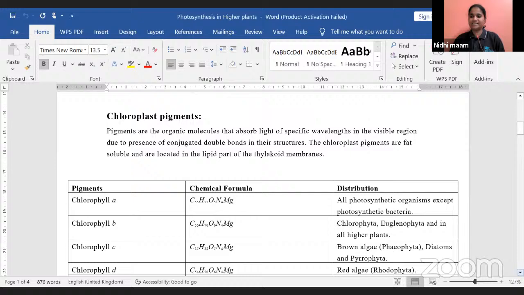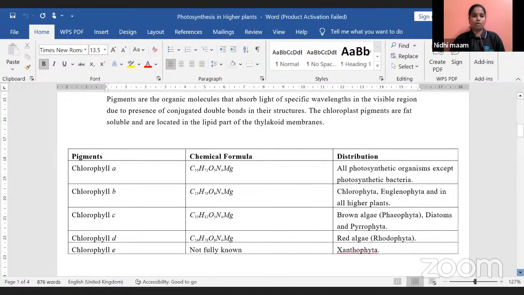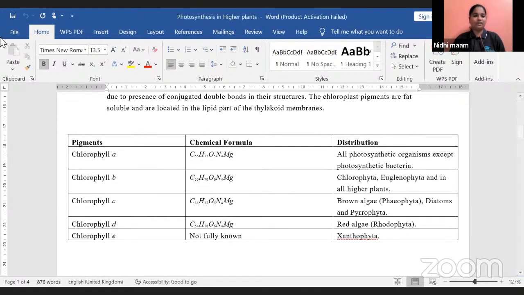So here you can see chlorophyll A, chlorophyll B, chlorophyll C, right? Chlorophyll D, chlorophyll E. These are the chemical formulas. Fine. So they vary in the number of hydrogen and oxygen atoms, and because hydrogen and oxygen vary, we have different kinds of pigments.